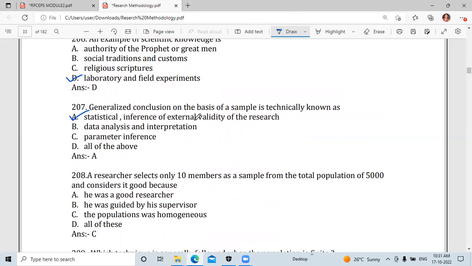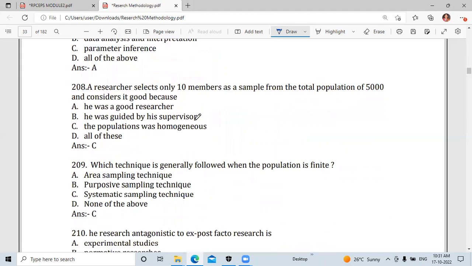A researcher selects only 10 members as a sample from the total population of 5,000 and considers it good because the population was homogeneous. So a researcher will select only 10 members as a sample from the total population of 5,000, and he considers it good because the population was homogeneous.